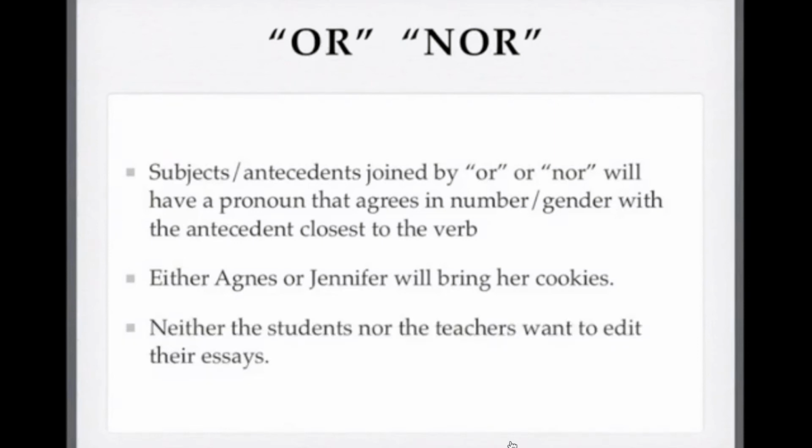Neither the students nor the teachers want to edit their essays. I see "nor" in there. So I'm first going to find the verb, want. I then focus on the subject closest to want, teachers. I make the pronoun fit with teachers. There.